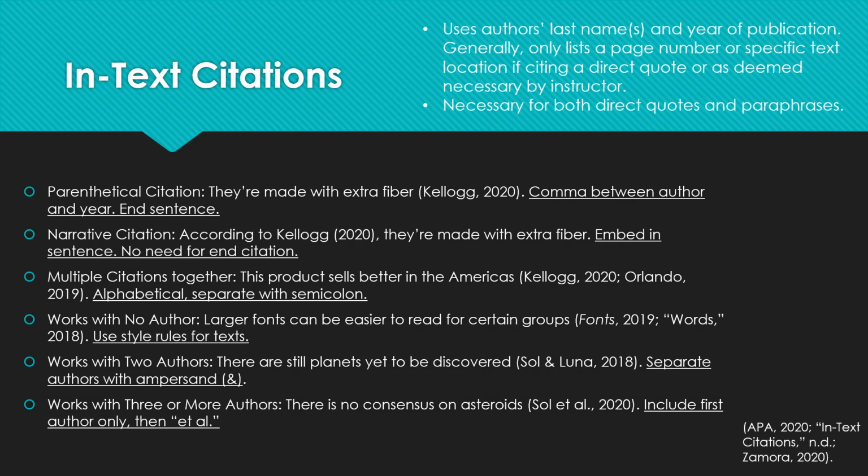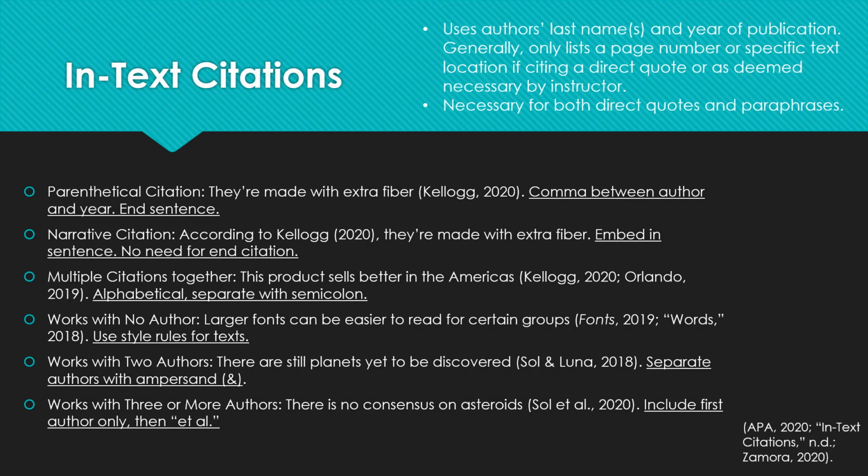Let's look more closely at those in-text citations. As before, you would use only the author's last name and the year of publication. You don't need to include a specific page number or text location unless you are using a direct quote or if it's your instructor's preference. You will need to use citations for both direct quotes and paraphrases. So remember, if it wasn't your original idea, you would need to cite where you found it. Let's look at some of the examples below.